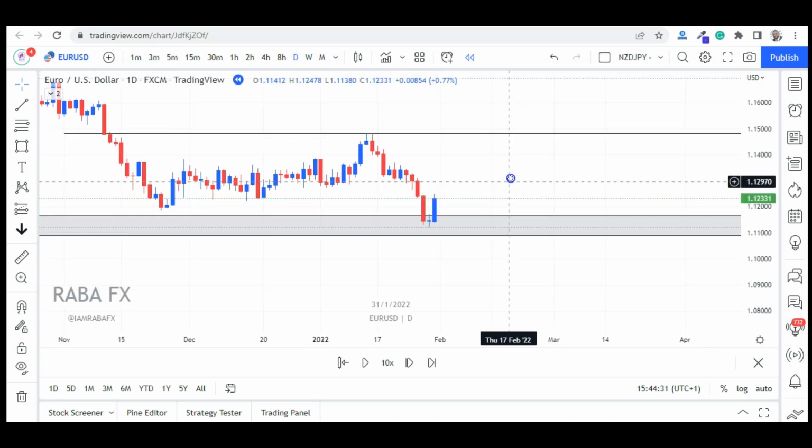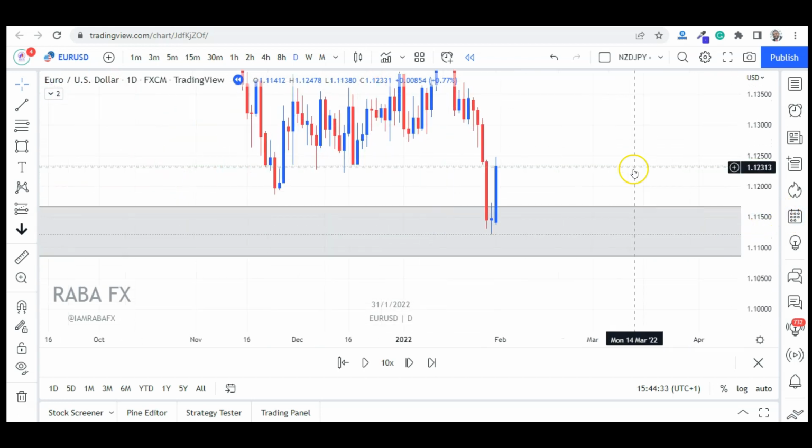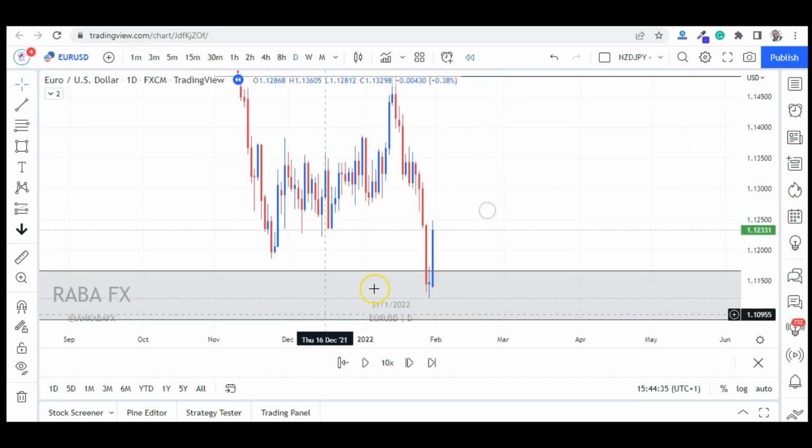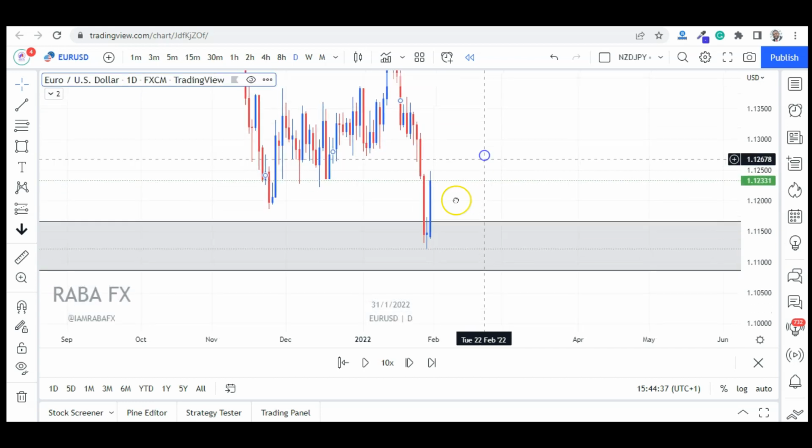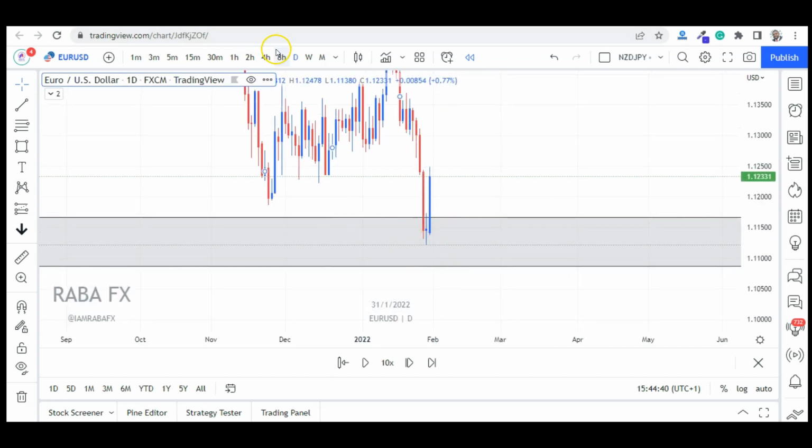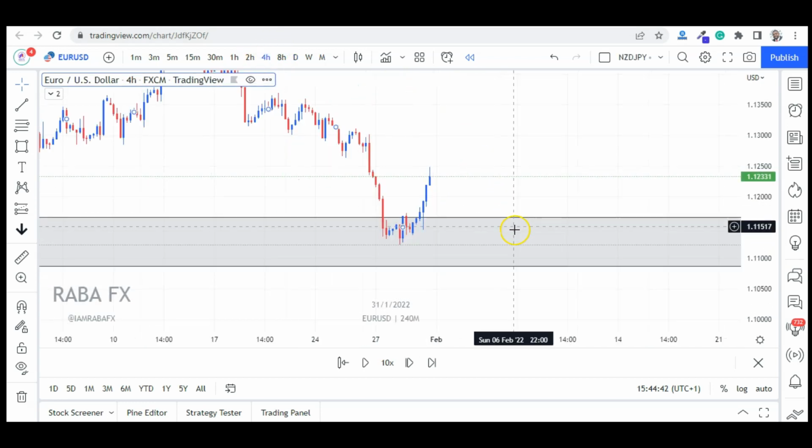Daily. Do we have a reason to go in high here? In this case, using the daily, we don't have. Then let's see the 4 hours.